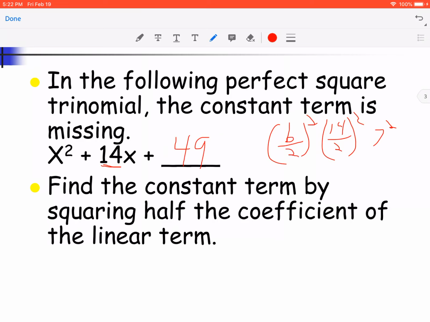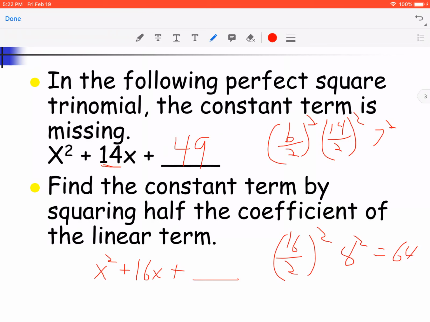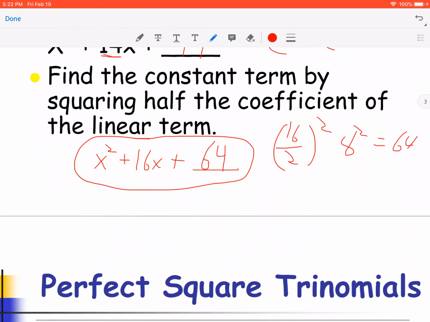You can do this with any number. It does not matter. x squared plus 16x plus blank. What has to go in that blank space there? Take 16 divided by 2 and square it. 16 divided by 2 is 8. What is 8 squared? 64. Put 64, that's your perfect square trinomial. Has to work. If you want to graph it, it will only hit the x-axis one time. Perfect square trinomials only hit the x-axis one time, always, okay?